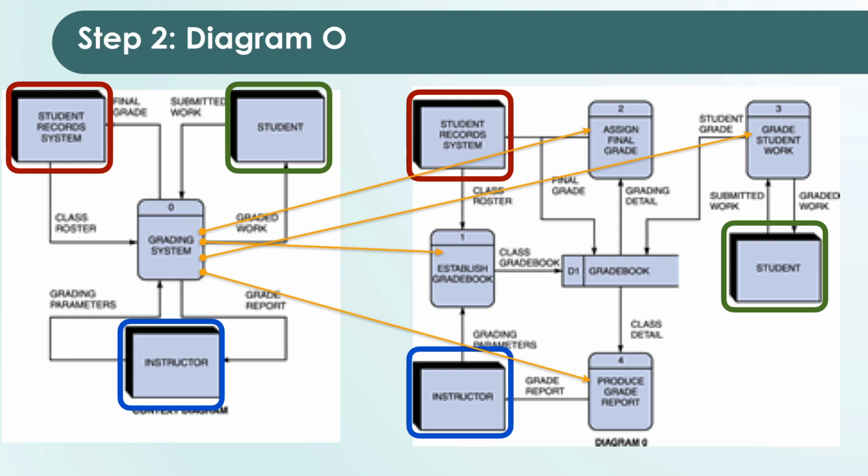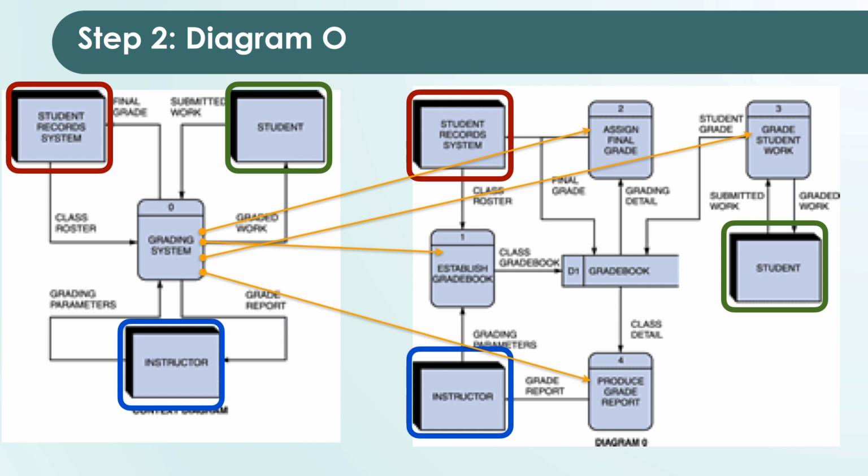You can see here there are only 3 external entities: student record system, student, and also the instructor. You can also see there are 6 data flows: final grade, submitted work, class roster, class work, grading parameters, and also grade report. So the number and all of the particulars of entities and also the data flows are the same in diagram 0.